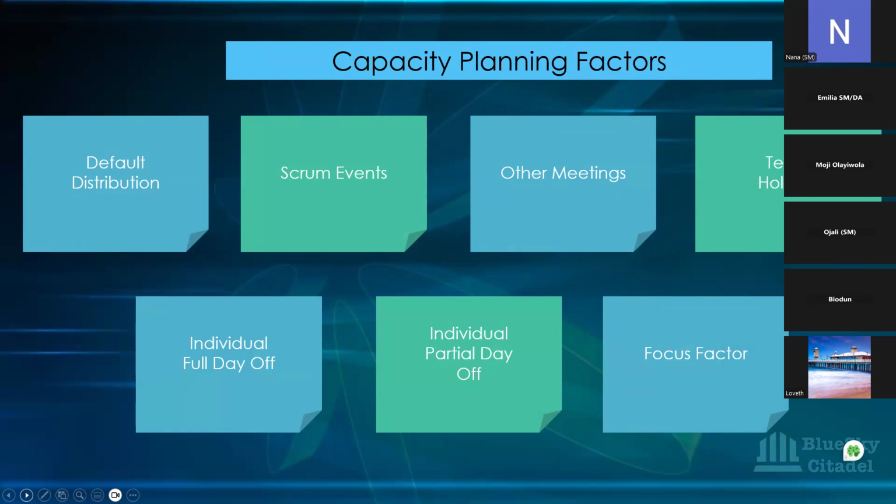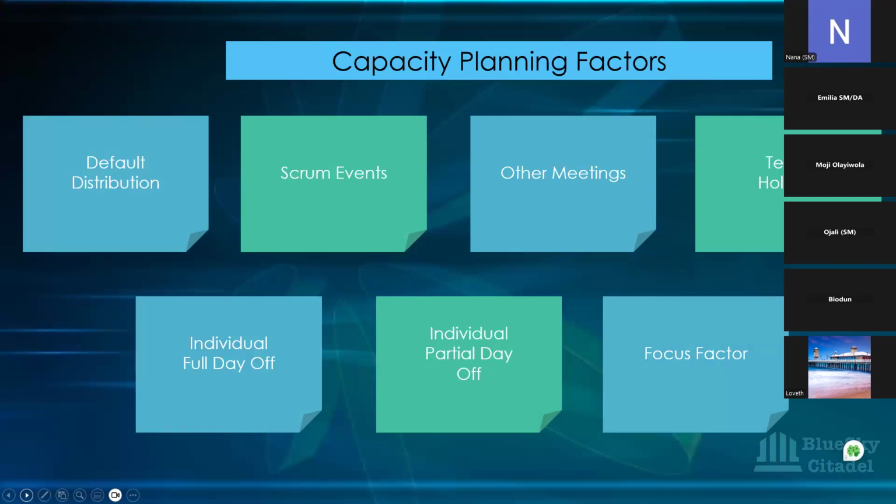So for the Scrum events, you're looking at the time spent on all your Scrum events, your ceremonies: sprint planning, daily stand-up, review, retrospective, because they fall within the sprint, isn't it? Those times also affect your capacity planning. Other meetings also affect your capacity planning, which are outside your Scrum ceremonies or Scrum events.